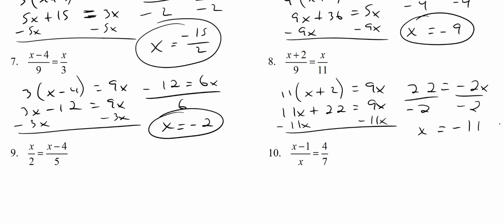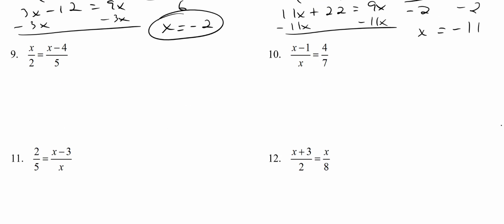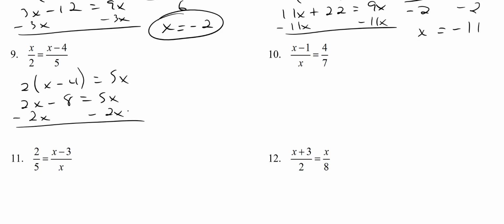All right. Keep going here. 2 times x minus 4 is equal to 5x. So 2x minus 8 equals 5x. Subtract 2x from both sides. So we get negative 8 equals 3x. Divide by 3. Remember, always divide by the number in front of the x. So x is negative 8/3. And that's all you can do with that problem. Can't simplify it anymore.